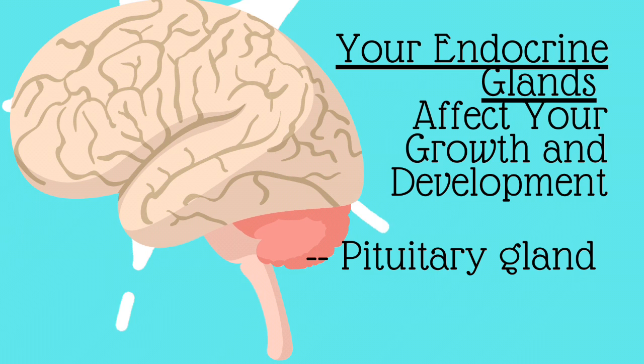Your endocrine glands affect your growth and development. The pituitary gland is a small structure at the base of the brain which releases a wide variety of hormones that in turn control the activity of the body's other hormone glands.